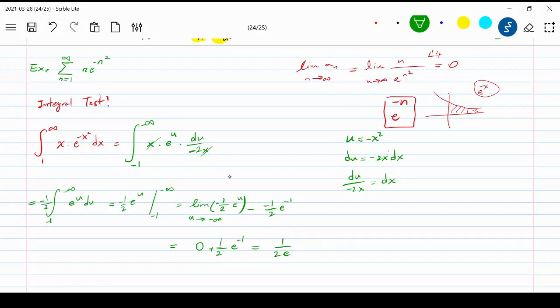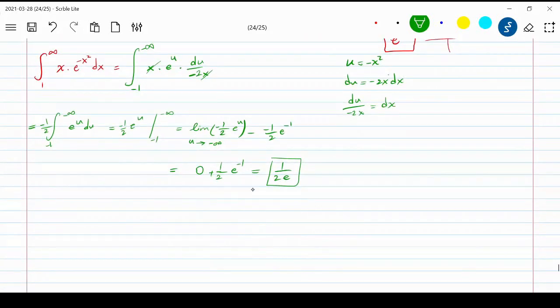Okay, so what do we get? We get that the integral is convergent. So the integral is bounded and evaluated. We can calculate this integral. So by the integral test, I can say the series of n e to the power negative n squared from 1 to infinity is convergent. And why was that? That was because the integral existed. If the integral didn't exist, then we could have said the series is divergent.